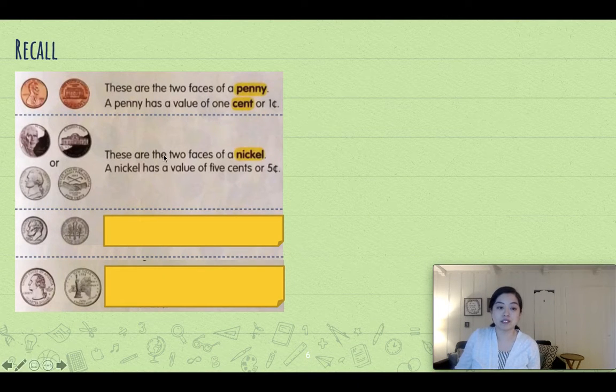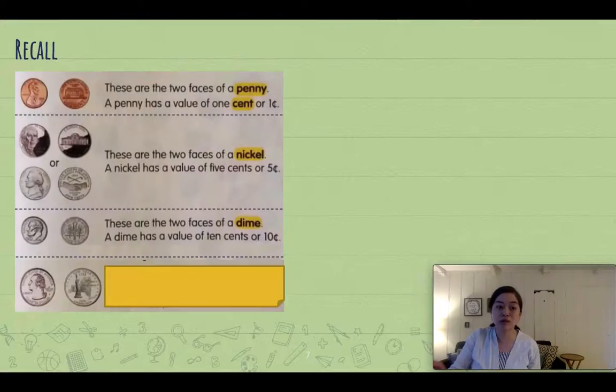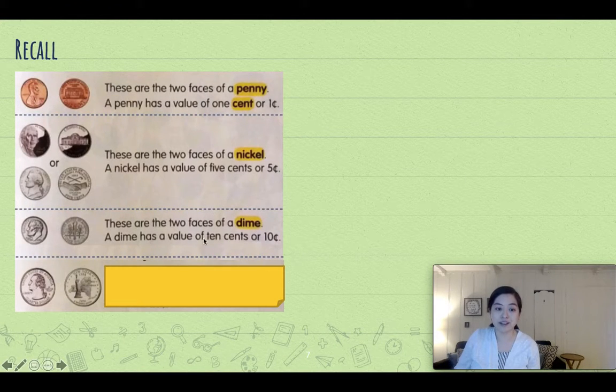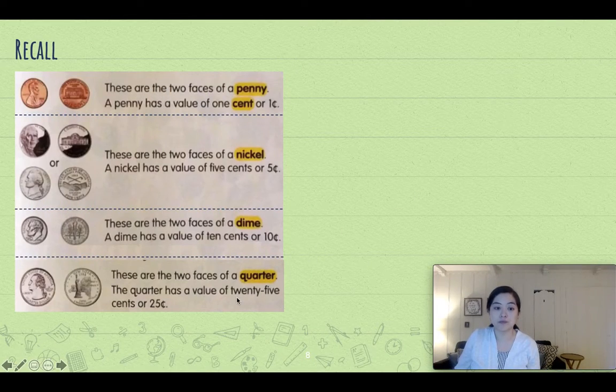This coin is called a nickel and it's worth 5 cents. The smallest silver coin is called a dime and its value is 10 cents. The biggest silver coin is called a quarter and its value is 25 cents.